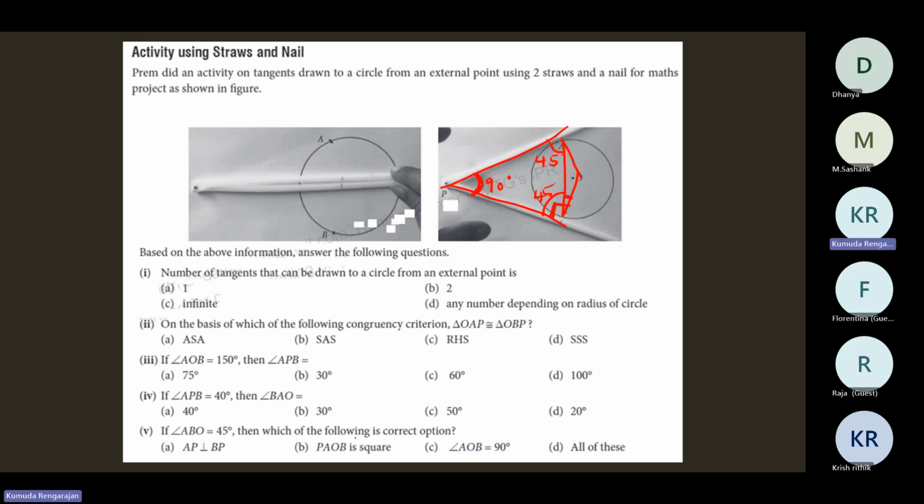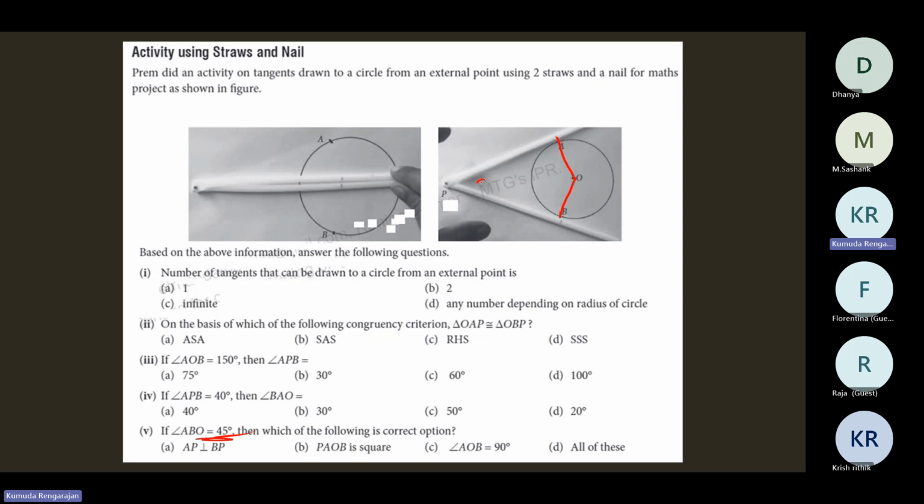Then AOB is 90. Let me check this one. AOB 90, correct. Opposite angles are supplementary, so this is 90. Correct. PAOB is a square. Yes, it is a square because every corner is a right angle and adjacent sides are equal. This one here doesn't look like a square, children. This is a different situation. If this angle is 45 degrees, the shape of the quadrilateral is not this.